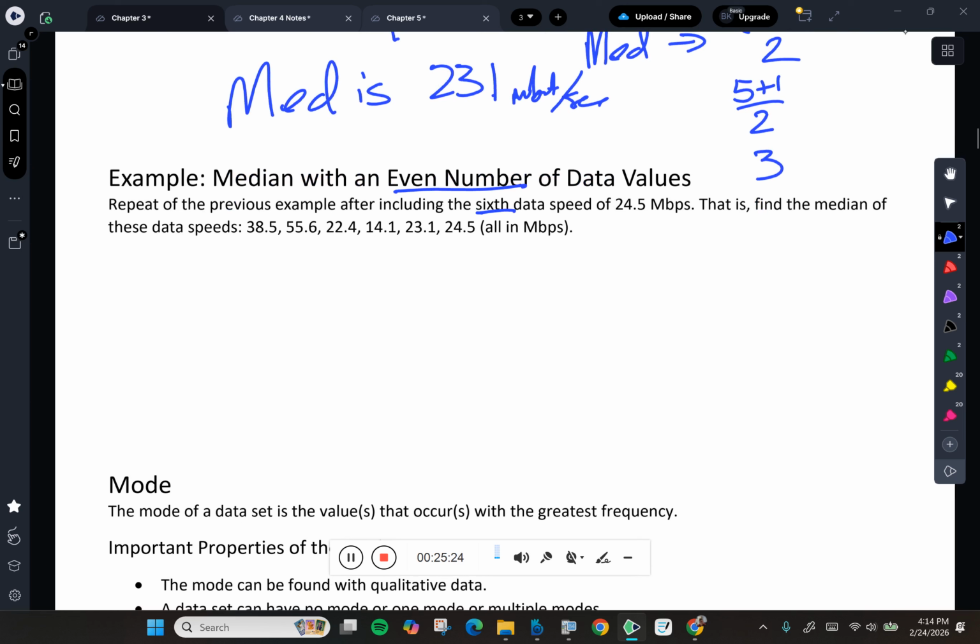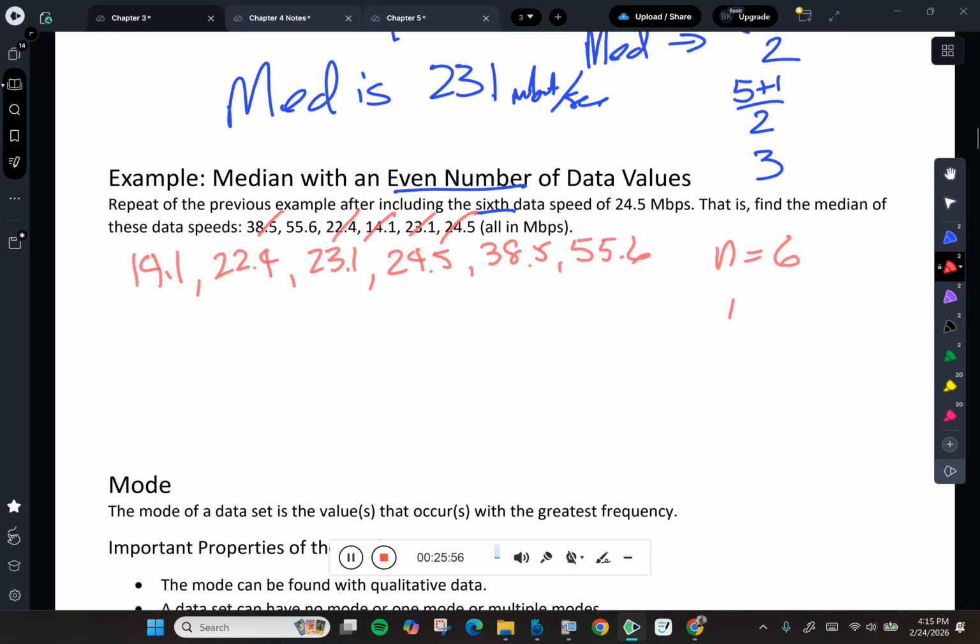Okay? Now, what do I do if I have an even number? Well, here I have 6 data speeds. So now order them from smallest to largest again. 14.1, 22.4, 23.1, 24.5, 38.5, 55.6. Now, I have 6 data points, so my formula up there should say 6 plus 1 divided by 2, so that's 3.5.